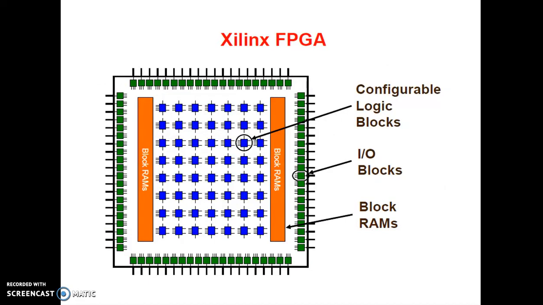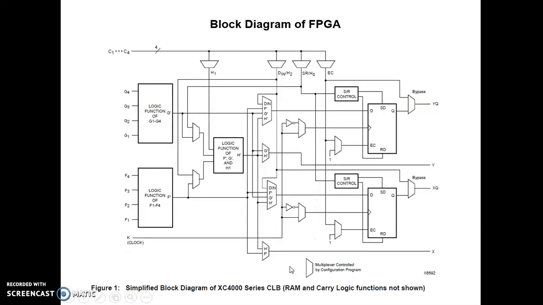This is a simple block diagram of a Xilinx FPGA. Here, these are the configurable logic blocks. These are the I/O blocks and block RAMs. This is the block diagram of a configurable logic block. An FPGA can have lots of CLBs.